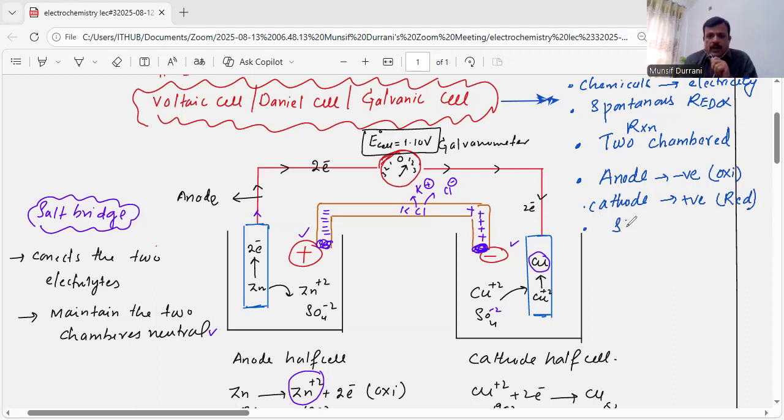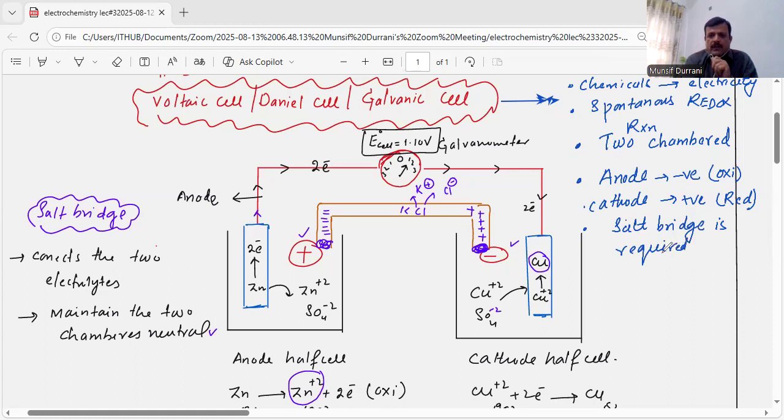A salt bridge will be required because in the absence of a salt bridge, there will be no continuous supply of electricity by the Voltaic cell. So a salt bridge will be required in a Voltaic cell.